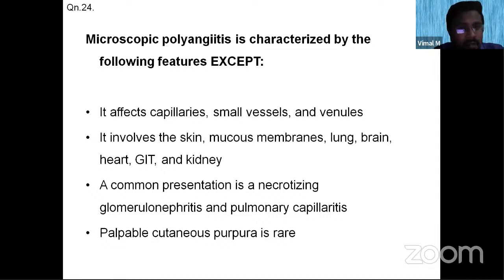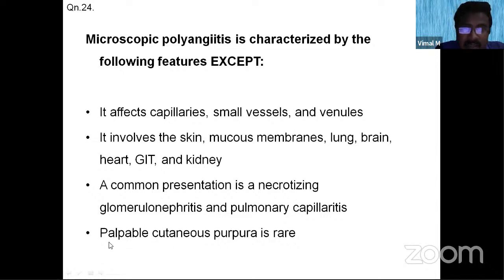Even if you do not know microscopic polyangiitis fully, with some background knowledge you can solve these questions. Even with one option you can solve this question. For example, here they have said small vessels are involved. Here they have said glomerulonephritis and pulmonary capillaritis. So you can come to a conclusion: capillaries is there and capillaritis. So both these options can be positive. That is seen in microscopic polyangiitis.